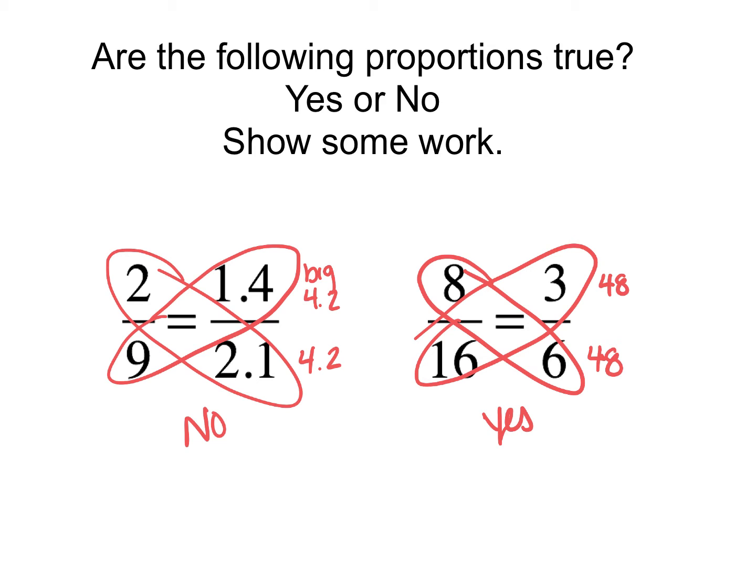Now some people look at this one and they can real quick see, oh, 8 to 16 simplifies to 1 to 2, and 3 to 6 simplifies to 1 to 2. If you can look at that right off the bat and recognize that, you don't need to check your cross products. You can see that because they simplify to the same simpler ratio, they are going to be equivalent.